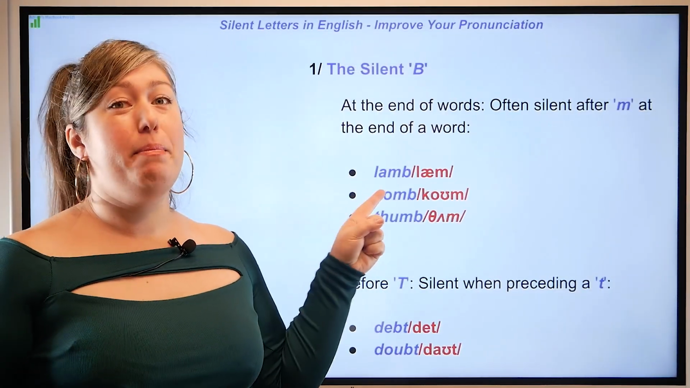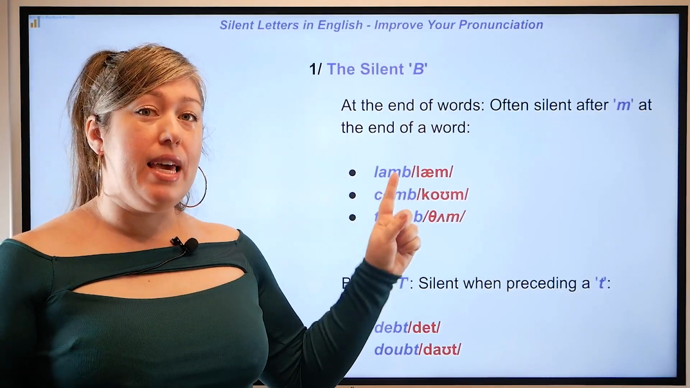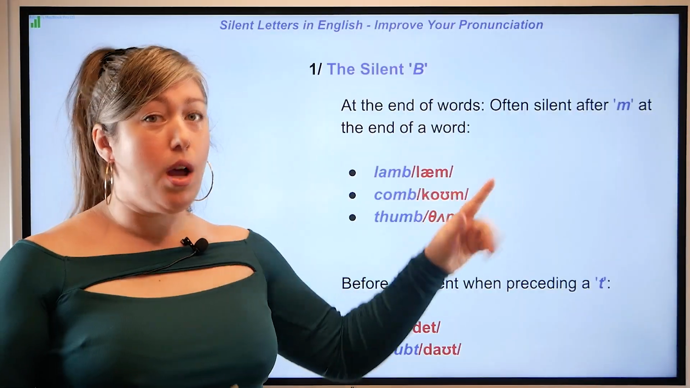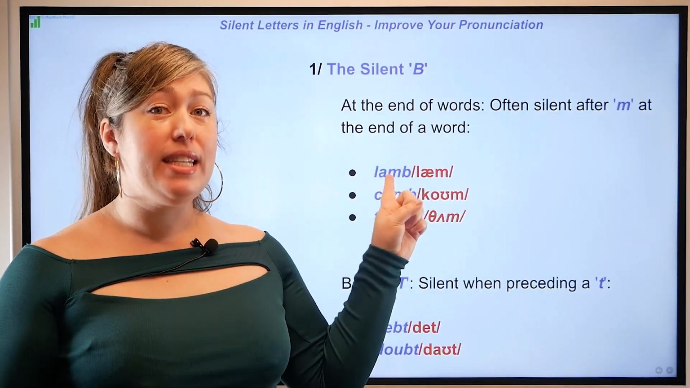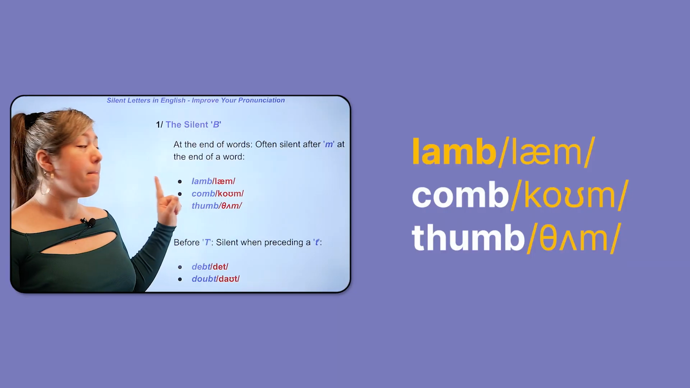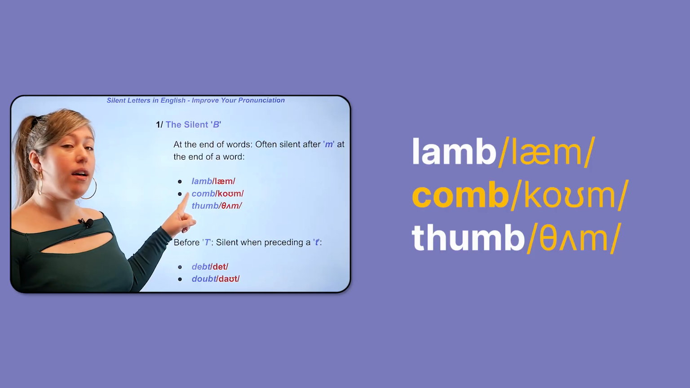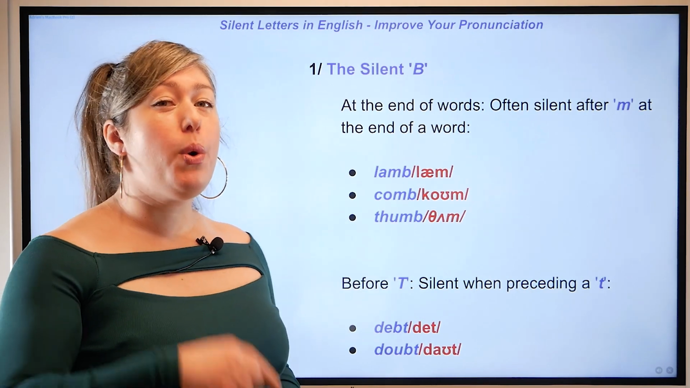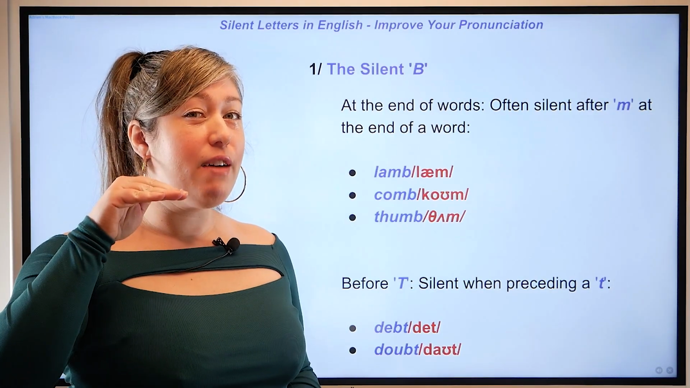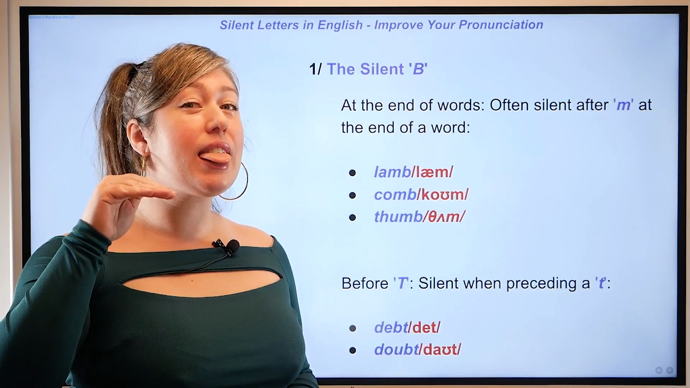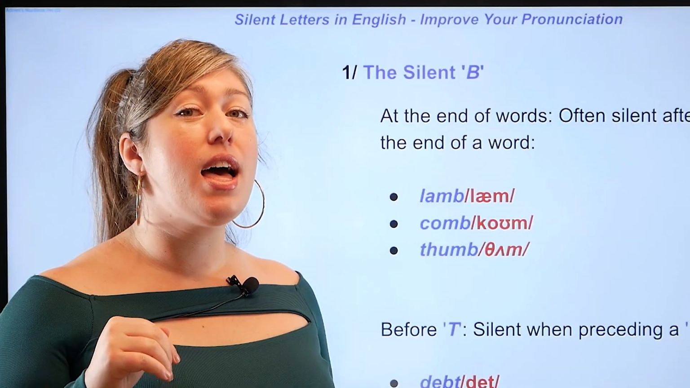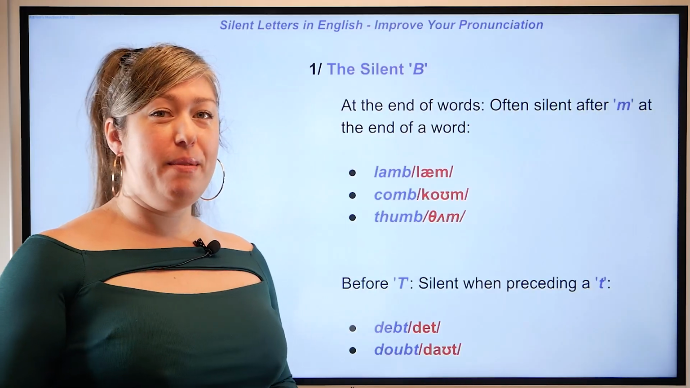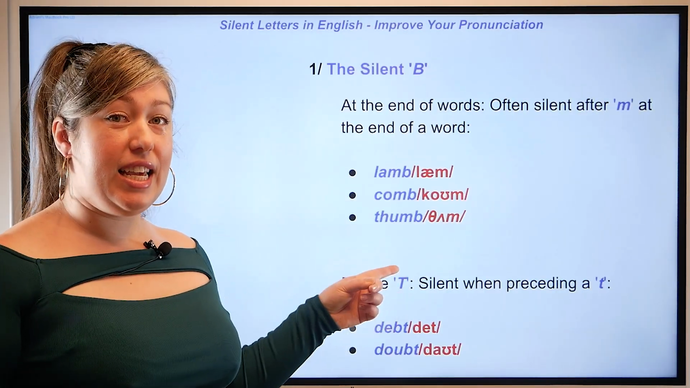Let's start with the silent B. Usually, when B comes after the letter M in a word, we don't say it. Here are some examples. Lamb, comb, thumb. Remember, with thumb, you have to put your tongue between your teeth for the TH sound. Thumb, thumb. Good.